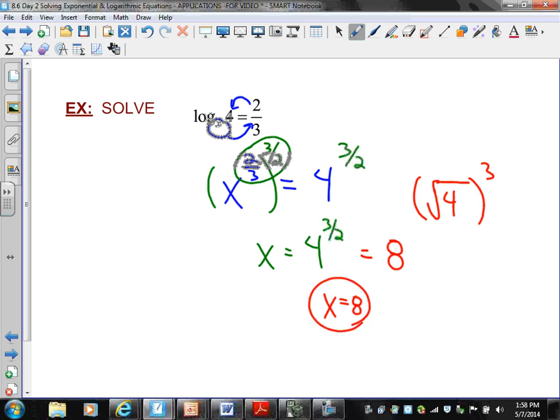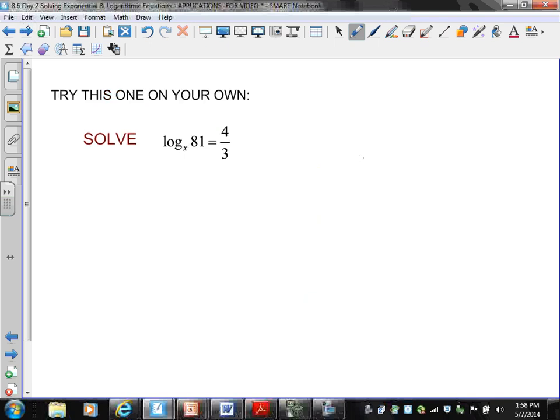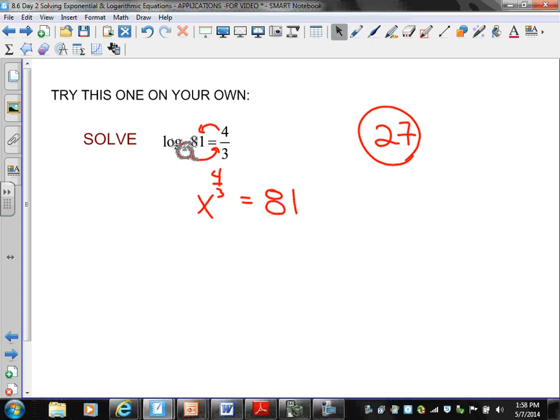So try this one here. You're going to see it's a very similar looking problem. Try this one here, and I'm going to put the solution up right now. So go ahead and hit pause. Okay, so the solution I get for this one is going to be 27. So how'd that go? So again, did you do x to the 4/3 equals 81? And then what did you do at this point? Well, hopefully you raised both sides to the 3/4 power.